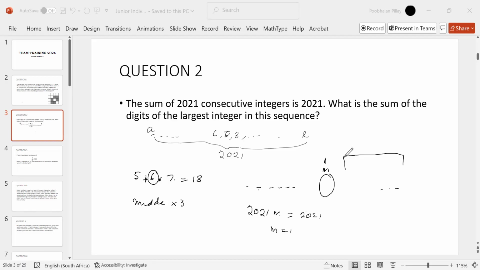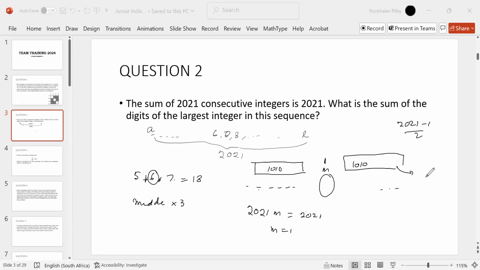So how many numbers do you have here? You've got the same number of numbers on both sides. If you work it out, you've got 1010 here and 1010 here, because you take 2021, subtract 1 and divide by 2 to find out how many numbers there are on each side. So you're starting from 1 here, and you've got 1010 numbers on this side.